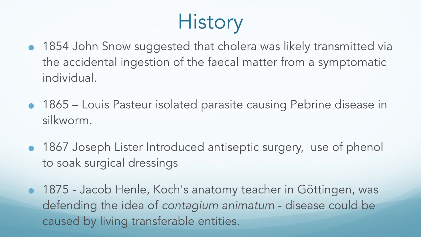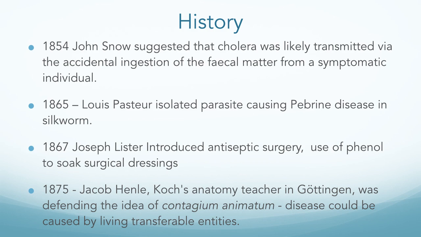Later, in 1854, John Snow suggested that cholera was likely to be transmitted via the accidental ingestion of fecal matter from an asymptomatic individual. In 1865, Louis Pasteur isolated the parasite causing the pebrine disease from silkworm. He also showed that the disease could be eliminated by the use of healthy or disease-free worms for breeding stock.